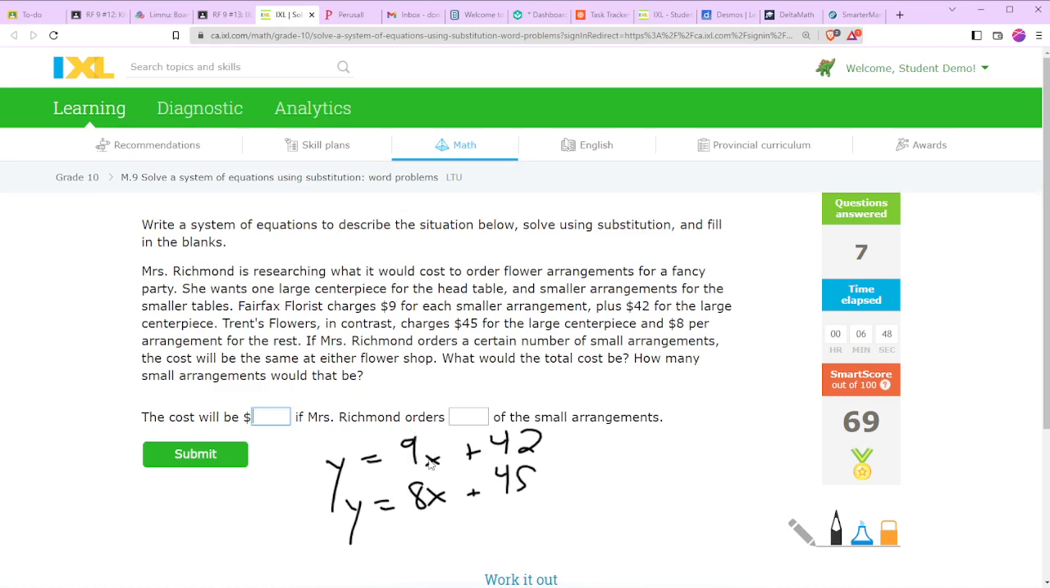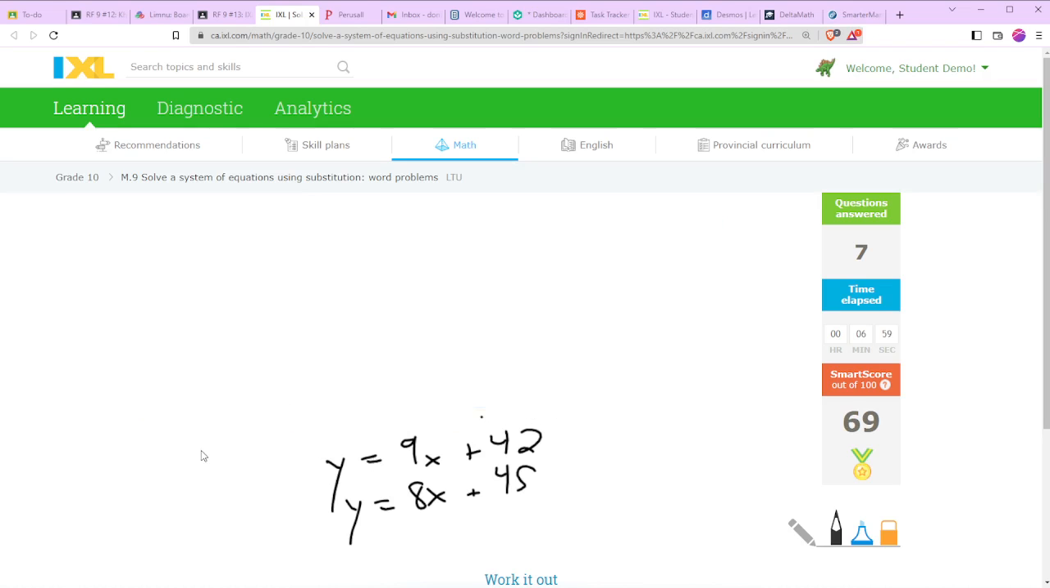So 3 times 9 is 27. That would make this 69. 3 times 8 is 24. Yes, $69 if Mrs. Richmond orders 3 of the smaller arrangements.